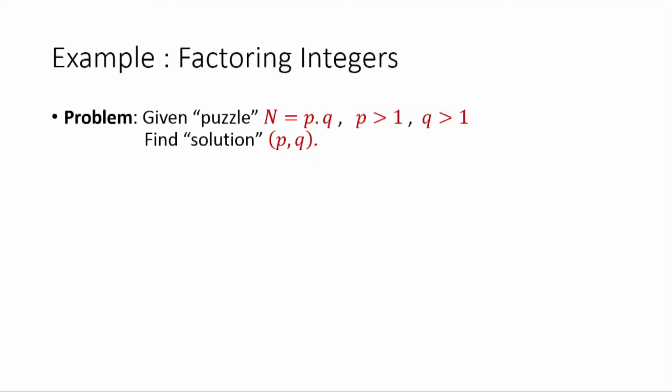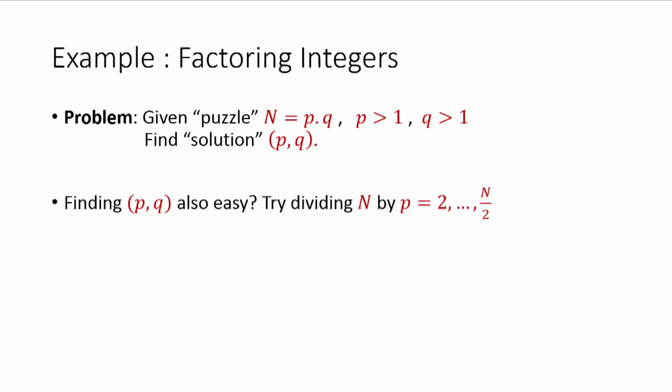We are given a number n, and this n is just a product of 2 other numbers, p and q. We are not given p and q. We are supposed to find them. We are supposed to find the factoring of n. So the solution would be the pair p and q, and the puzzle would be n.